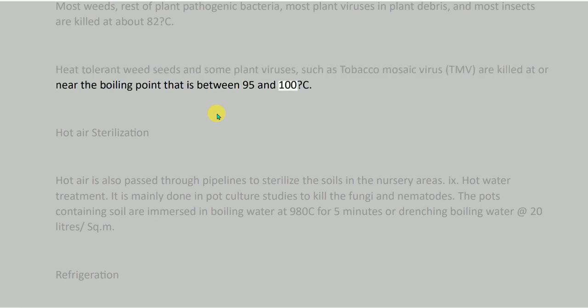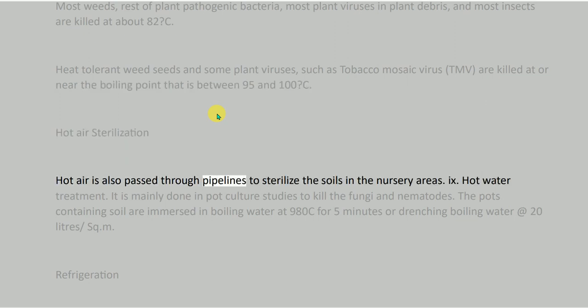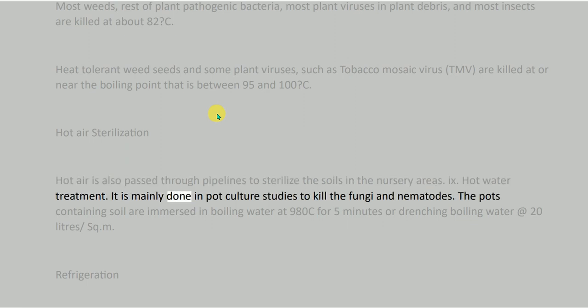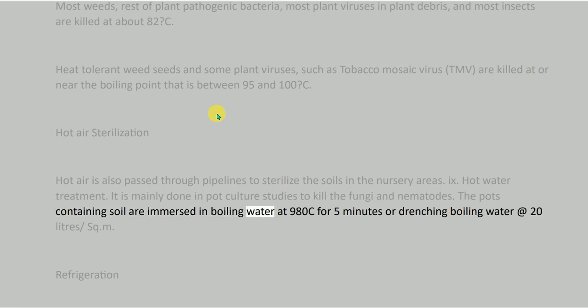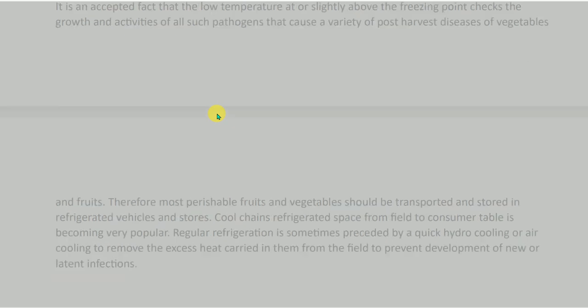Hot air sterilization. Hot air is also passed through pipelines to sterilize the soils in the nursery areas. 9. Hot water treatment. It is mainly done in pot culture studies to kill the fungi and nematodes. The pots containing soil are immersed in boiling water at 98°C for 5 minutes or drenched with boiling water at 20 liters per square meter.